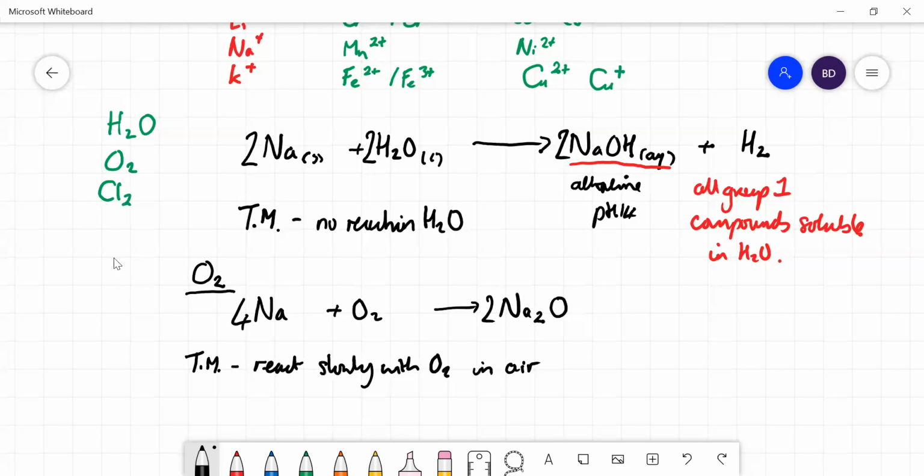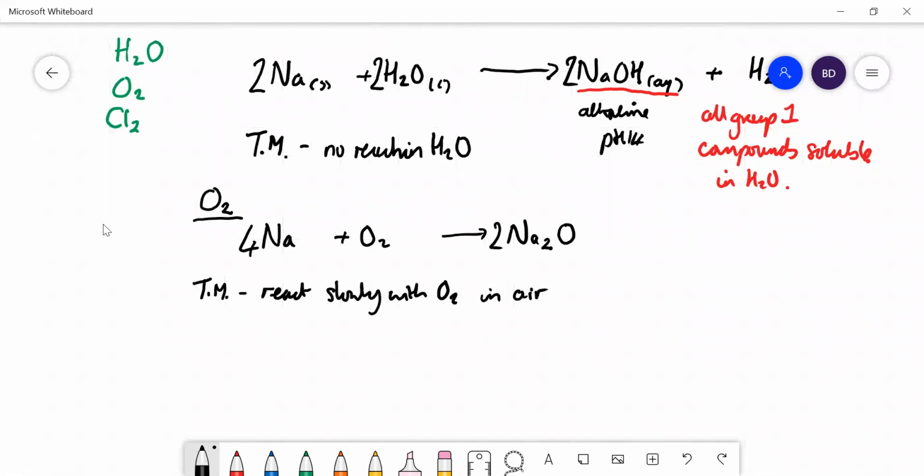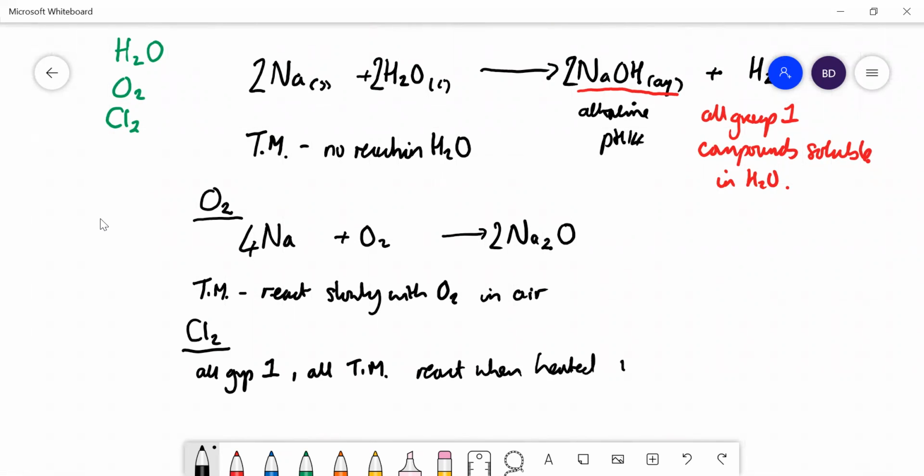Finally, let's talk about the reaction with chlorine. Now, all of the group 1 metals and all the transition metals will react when you heat them. They'll react with chlorine to form the chlorides.